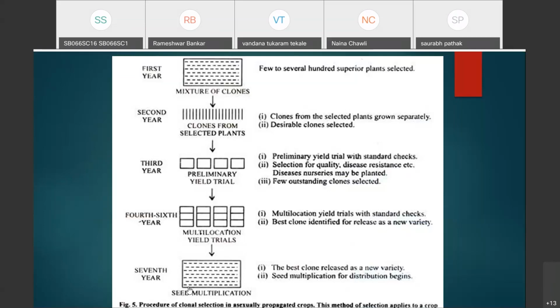And in the seventh year, seed multiplication. Here the term seed is generally used for the clones. Here these clones are multiplied. The best clones are released as a new variety. Seed multiplication for the distribution begins in the seventh year. Okay, that is, this is the field technique which is carried out for the release of a new improved variety in the vegetatively propagated crop by the clonal selection method.